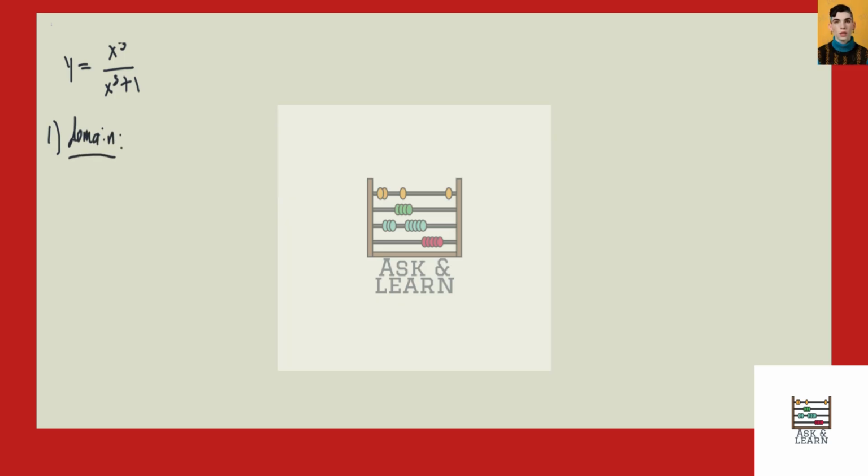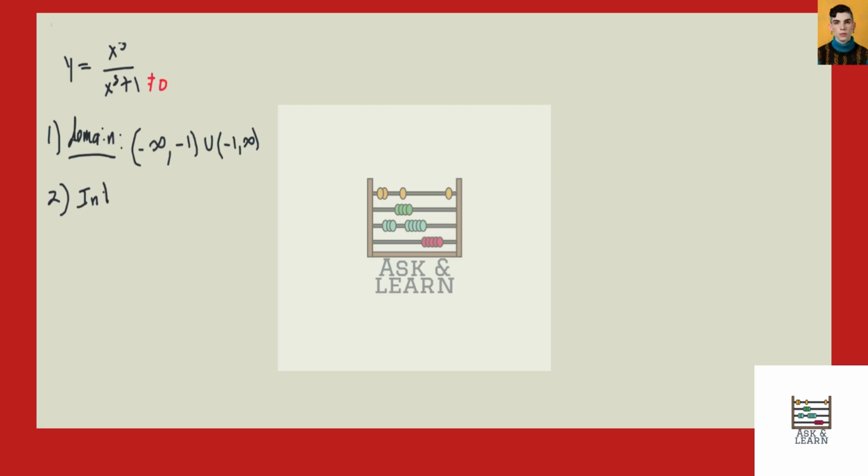So the first thing they tell us is to find our domain. So we just want to make sure where our function's denominator does not equal 0. So if you were to solve x cubed plus 1 is equal to 0, you'd get x is equal to negative 1. So we just need to exclude that point. So it's going to be negative infinity to negative 1 union negative 1 to infinity.